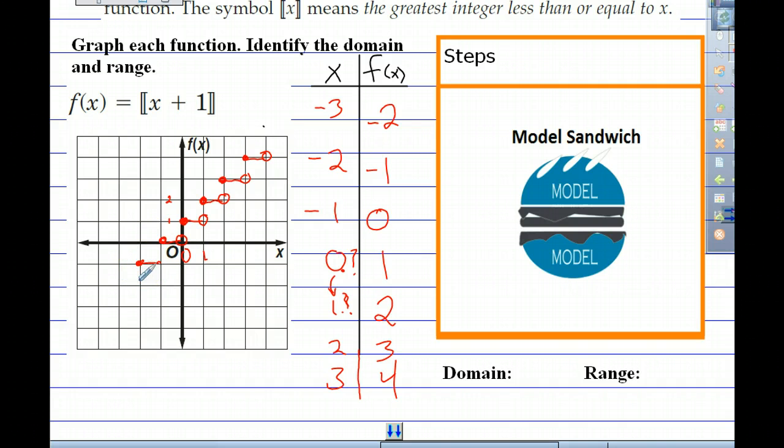Make sure you have those solved and open circles correct. That's your step function.